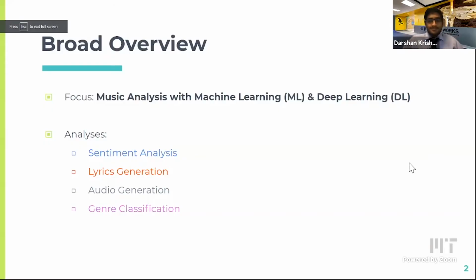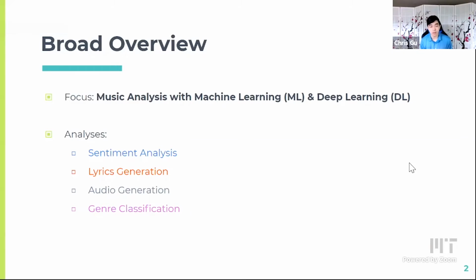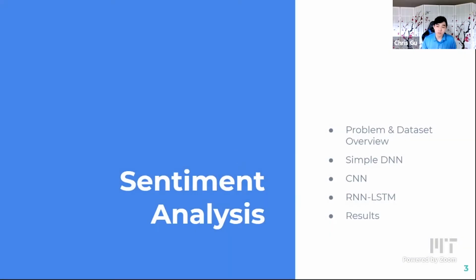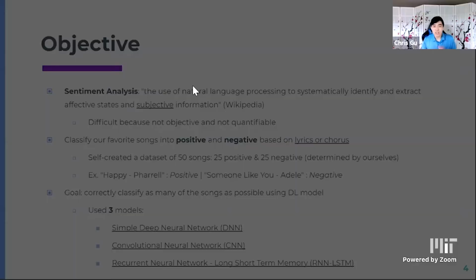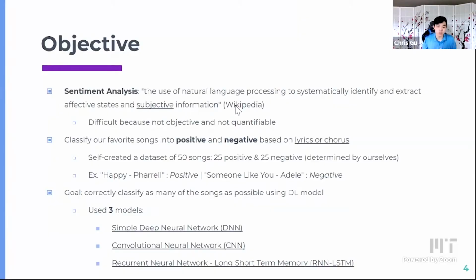Our team's project focused on music analysis with machine learning and deep learning algorithms. The analyses that we focused on were sentiment analysis, lyric generation, audio generation, and genre classification. We'll start off with sentiment analysis. Sentiment analysis is essentially the process of an algorithm, usually a machine learning model, determining the emotional facets of language. Now, this is difficult because language is subjective and not quantifiable.